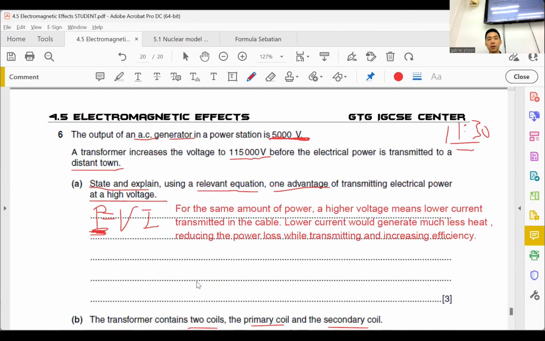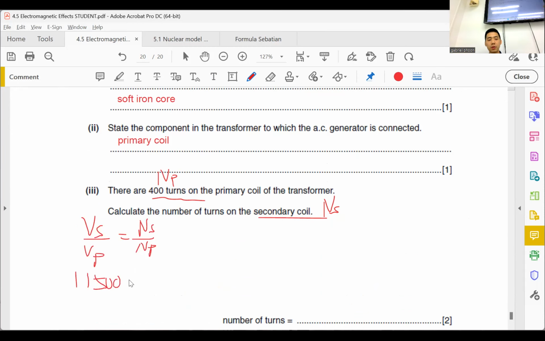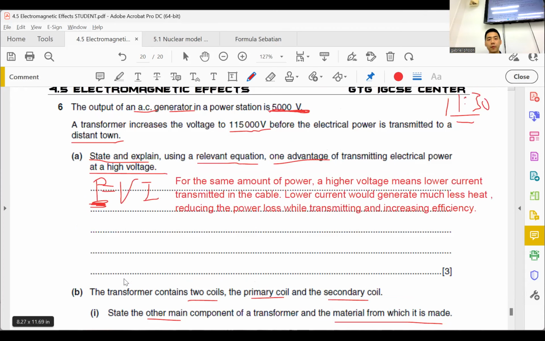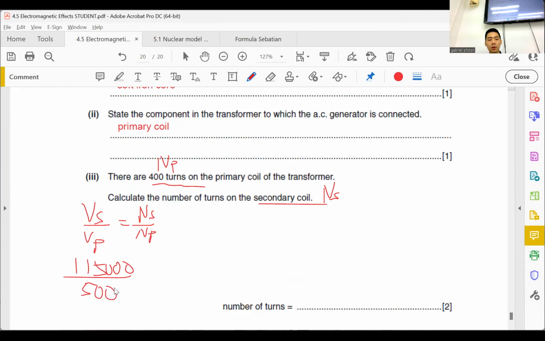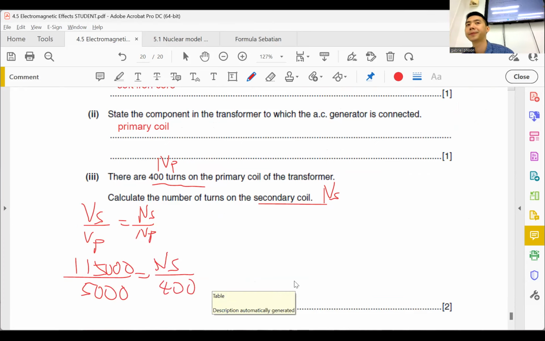What's the secondary coil voltage again? 115,000 over 5,000 is equals to the number of turns in the secondary coil, which we're looking for, over 400. Press this in your calculator and tell me how much it should be.